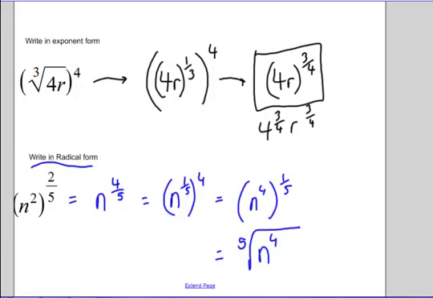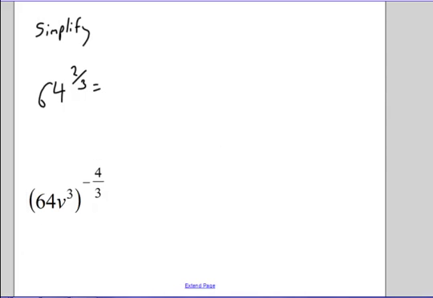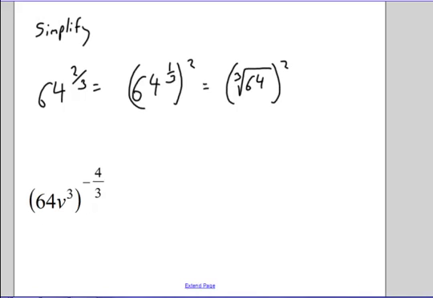Alright, let's look at another example. In this case it says simplify, so let's simplify this first one. Well, 64 to the 2/3, that one's hard, so let's break it up. Let's say 64 to the 1/3, and then square it. Well, 64 to the 1/3, what number multiplied by itself 3 times is equal to 64? Or if this helps you, what is the cube root of 64? And the answer to that is 4. So this becomes 4. So I have 4 squared, and 4 times 4 is 16.